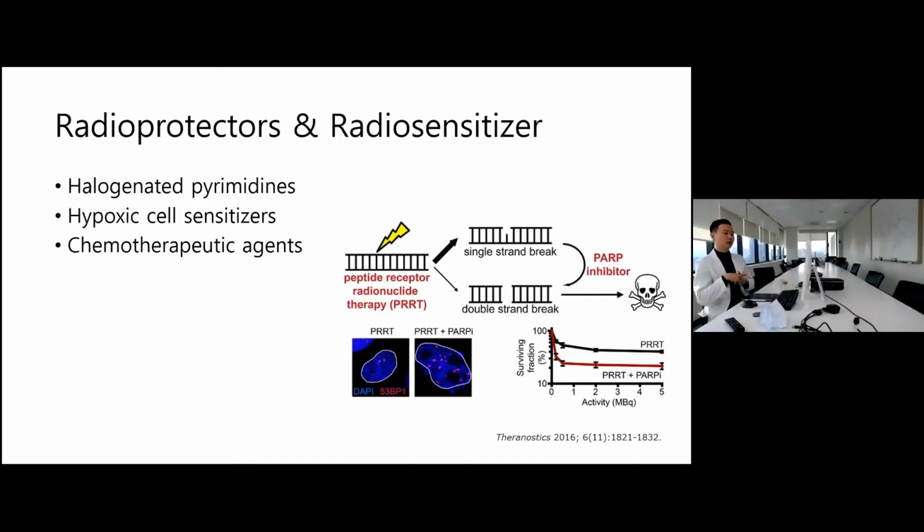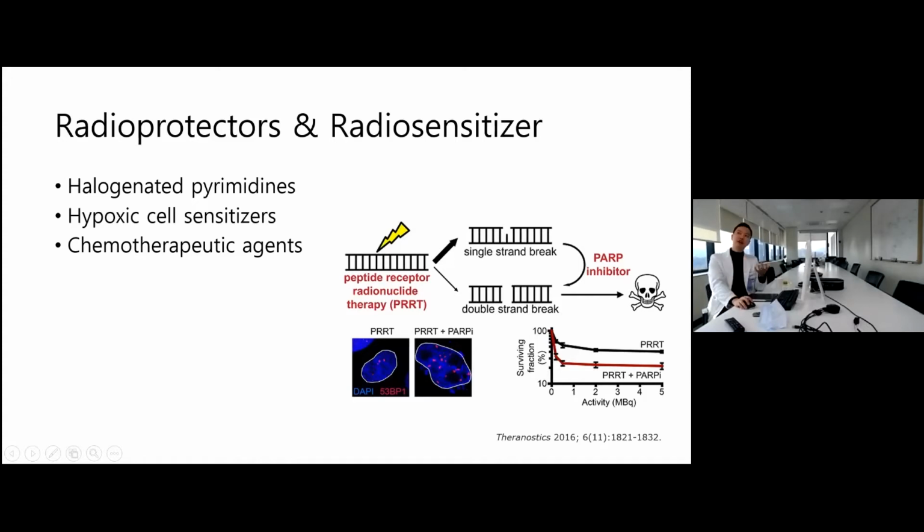So as you may well know, PRRT for neuroendocrine tumor therapy induces double strand breaks. And as you can see, a larger fraction is induced by single strand breaks, which requires PARP1 activity for the repair of such damage.